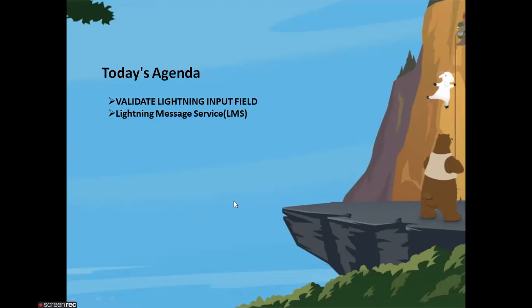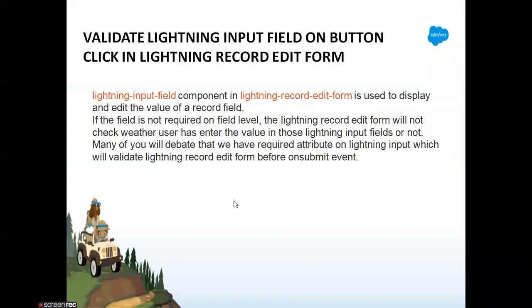So first of all, we start with validation, right? Validating Lightning input field on button click in Lightning record edit form. When we talk about Lightning input field component in Lightning record edit form, basically it is used to display and edit the value of a record field. As we know, Lightning record edit form is used to create as well as update your current record. Now at that time, if you want to implement validation, we can perform validation.